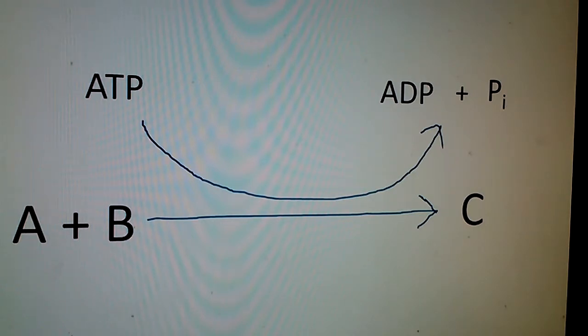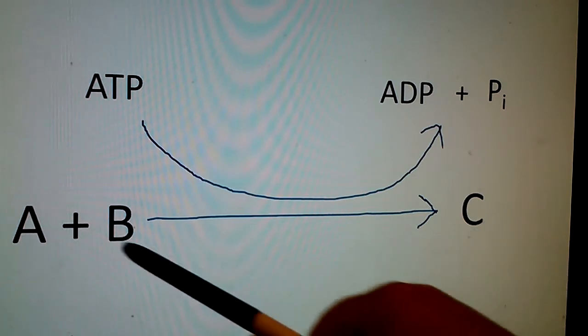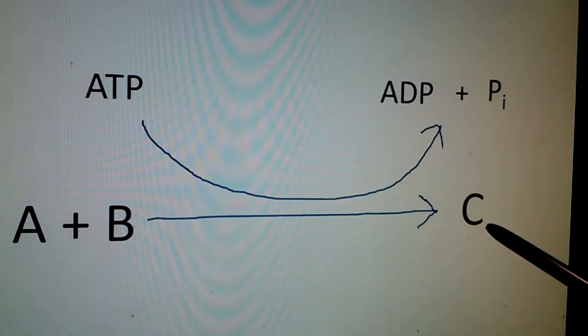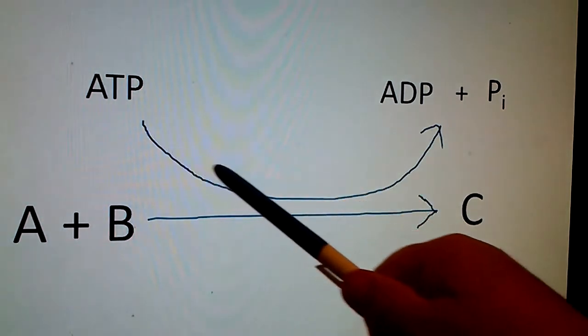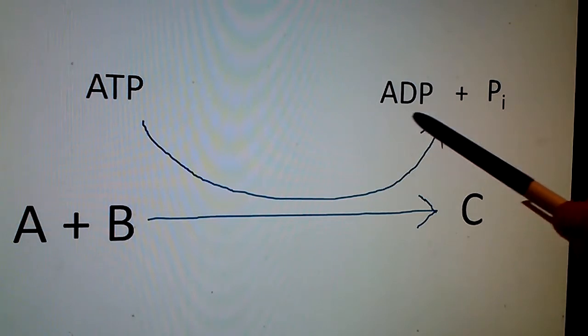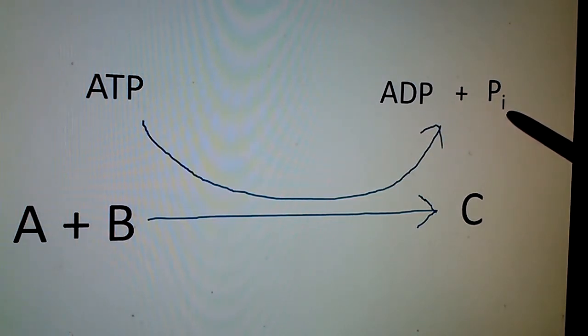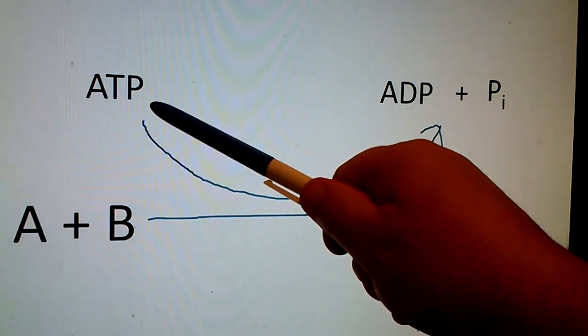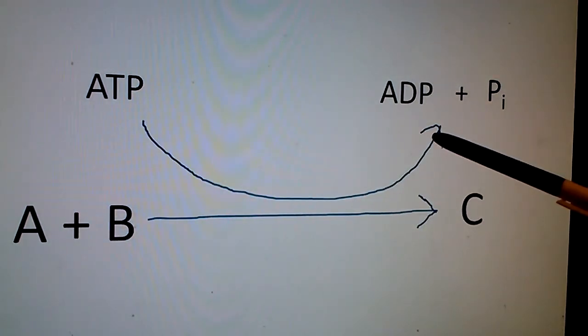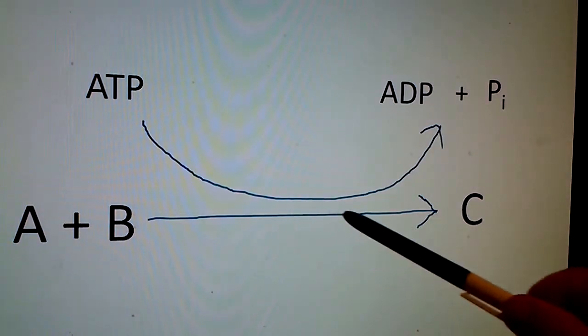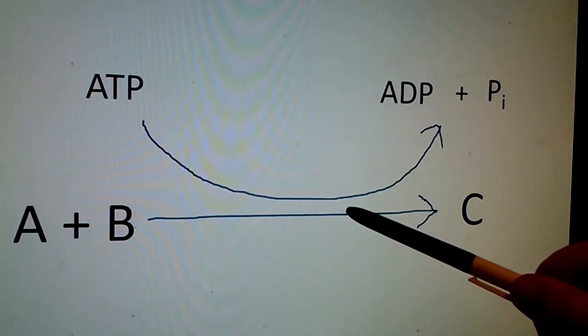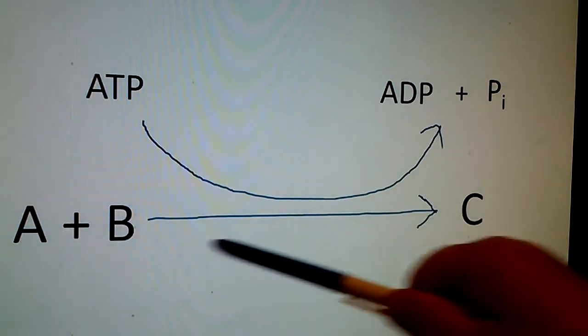So in order to go from A and B to make C, that process needs energy, and basically what happens is this reaction on the bottom here runs at the same time that ATP breaks down to ADP plus inorganic phosphate. And that's called a coupled reaction because the two reactions happen at once. The breakdown of ATP, with its release of energy, releases that energy in such a way that it can be used by this bottom reaction.